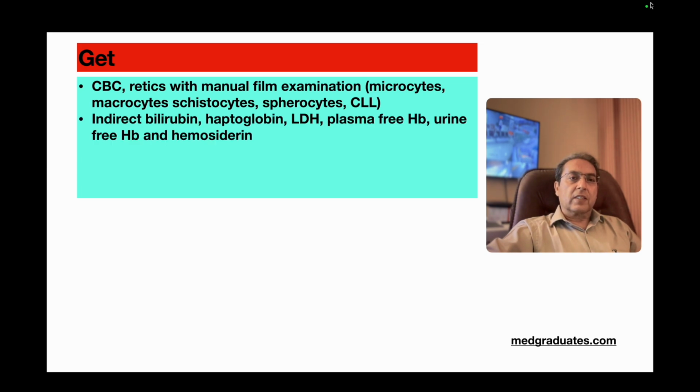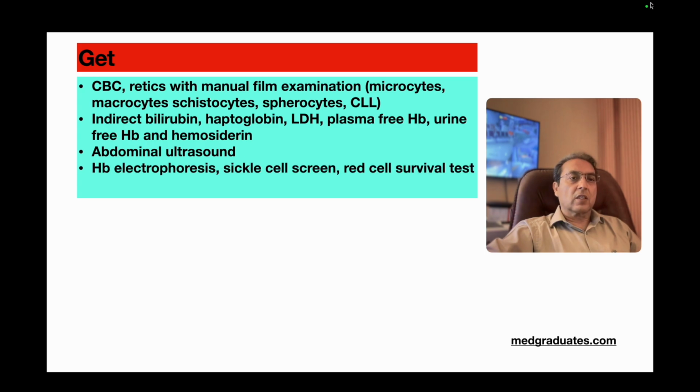Get some chemical tests: indirect bilirubin may rise, the haptoglobin may disappear, the LDH may rise, there may be free plasma hemoglobin, urinary free hemoglobin, and urinary hemosiderin. Abdominal ultrasound is important because in some cases the spleen may enlarge but may not be clinically detectable, and should be seen on ultrasound. Hemoglobin electrophoresis, sickle cell screen, and red cell survival time should be done, and direct antiglobulin test, indirect Coombs test, cold agglutinin, and, in considering if the patient has a chronic variant of PNH, flow cytometry may be used to look for CD55 and CD59. A flare test may also be done.